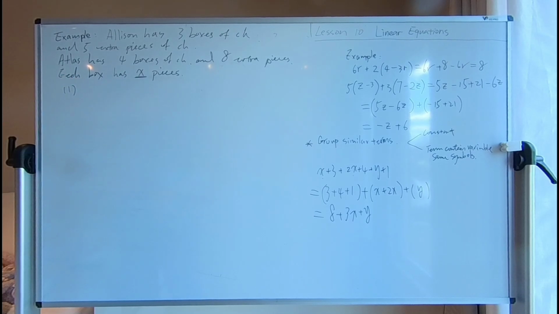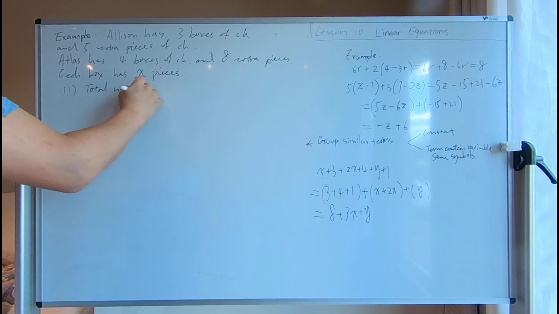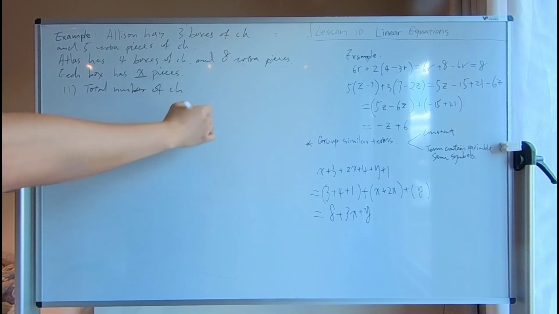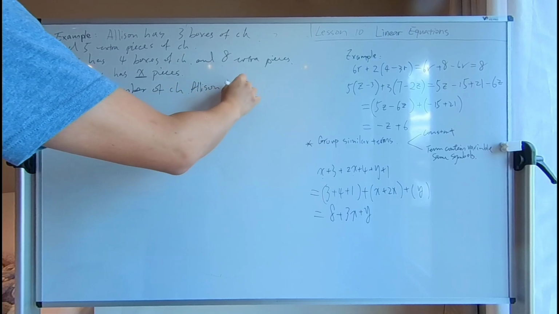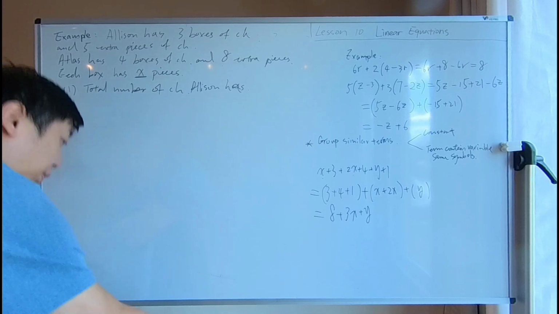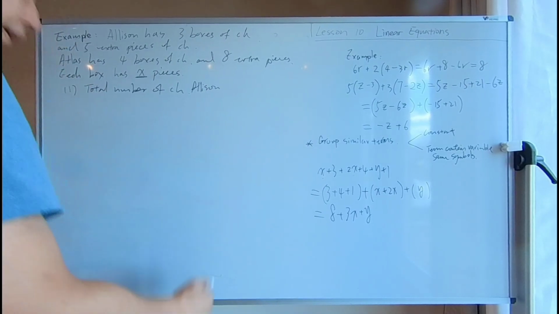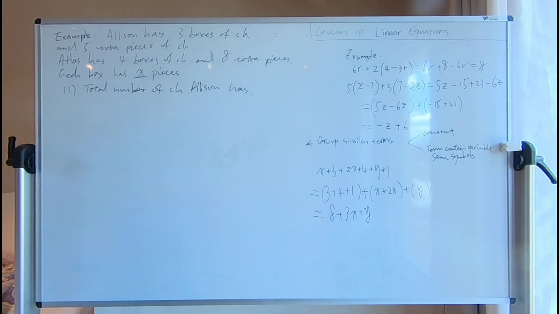Okay, so first of all, let's try to write the total number of chocolates that Allison has. First of all, it looks like you don't have a numerical solution directly. The solution would have to contain a variable, but it's okay, don't worry, because as long as you can use an expression to describe or summarize your question, that's your first step.